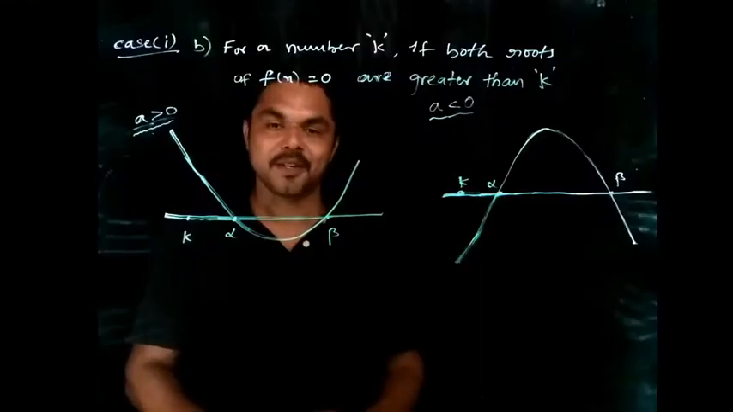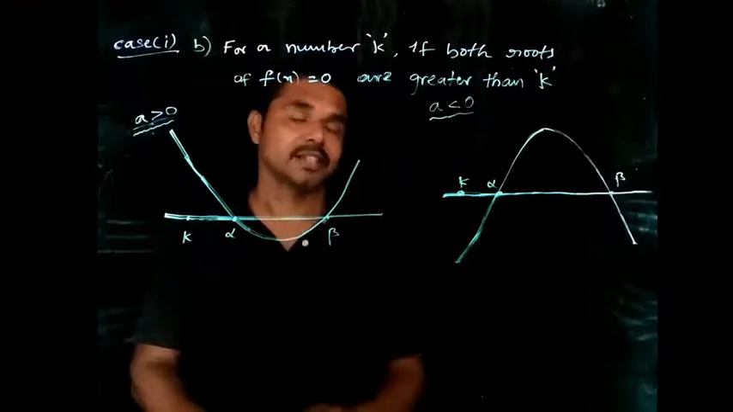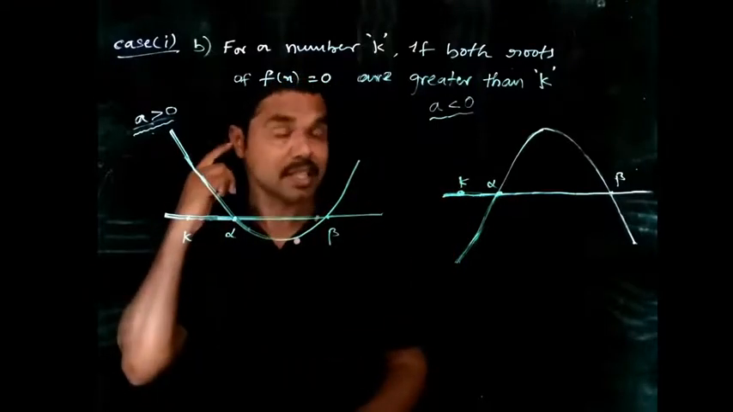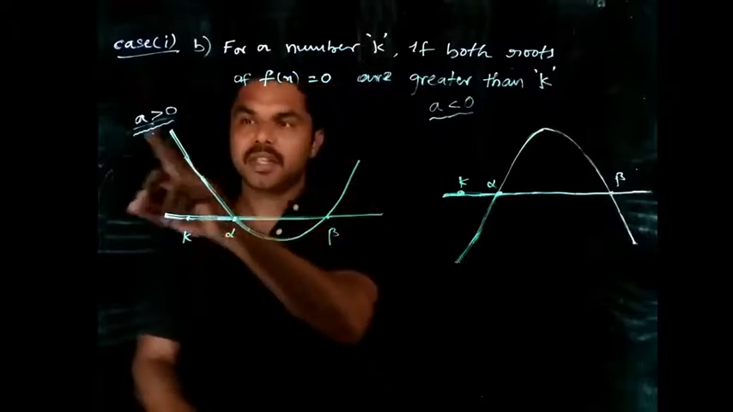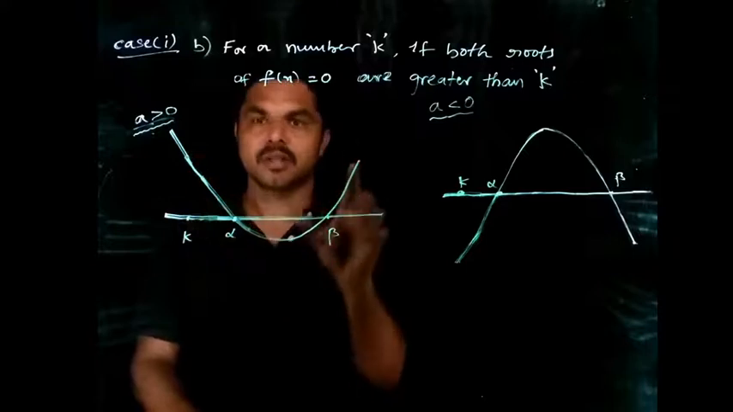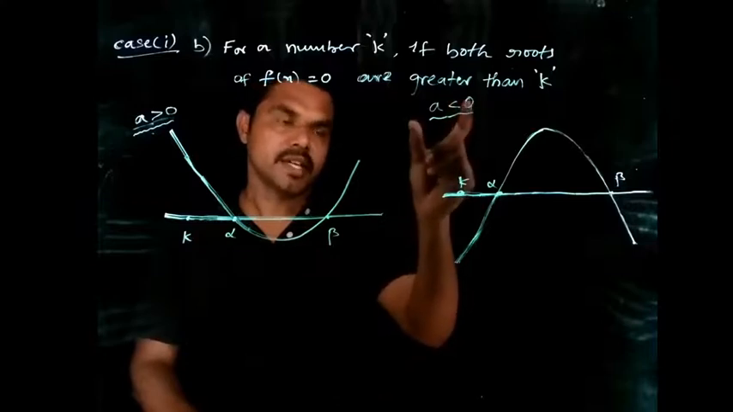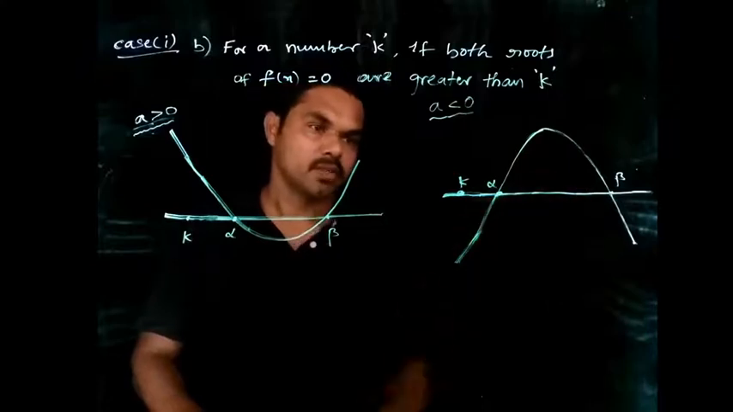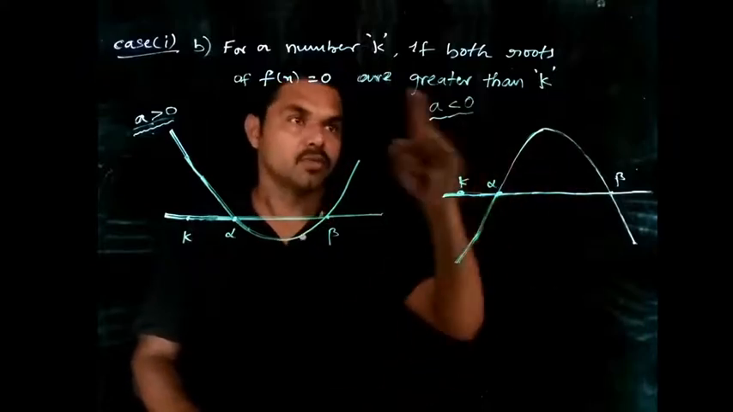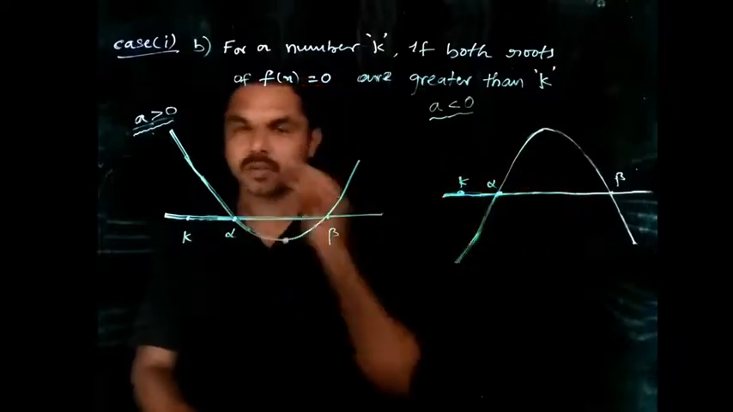Now come to the second point in case 1. For a number k, if both roots of f(x) = 0 are greater than k. In the last case we discussed less than k, now greater than k. For that I took these graphs. When a is greater than 0, the parabola opens upwards, so these 2 are the roots and this is the constant k. When a is less than 0, the parabola opens downwards, and these 2 points are alpha and beta, with the constant k. According to the condition, the k value must be less than alpha and beta.